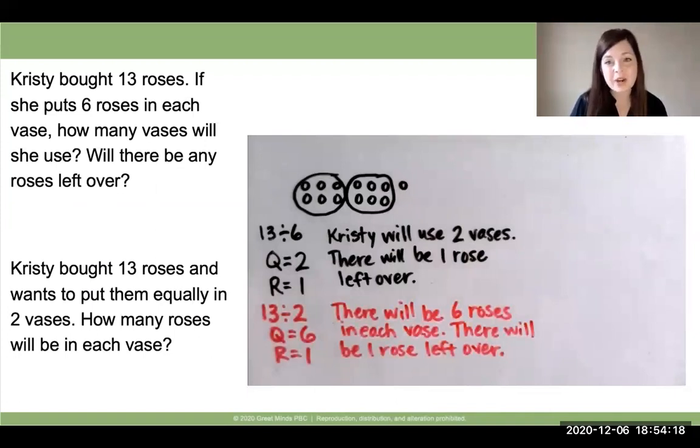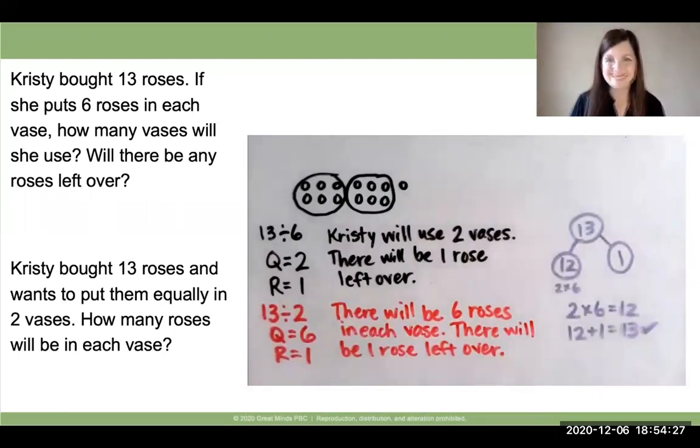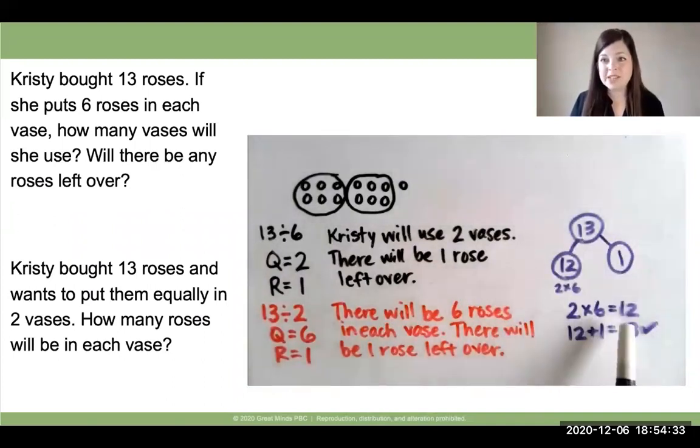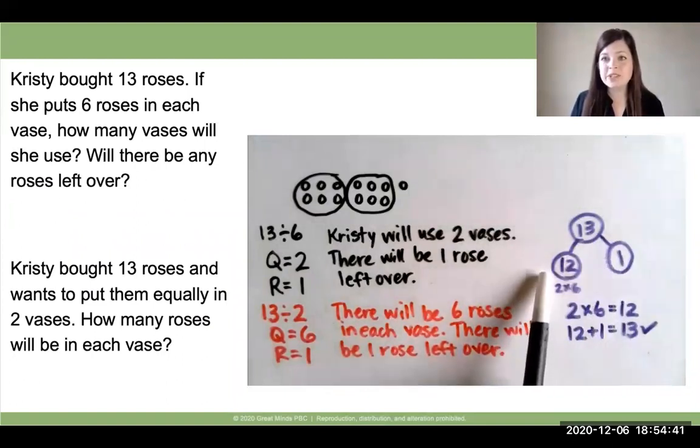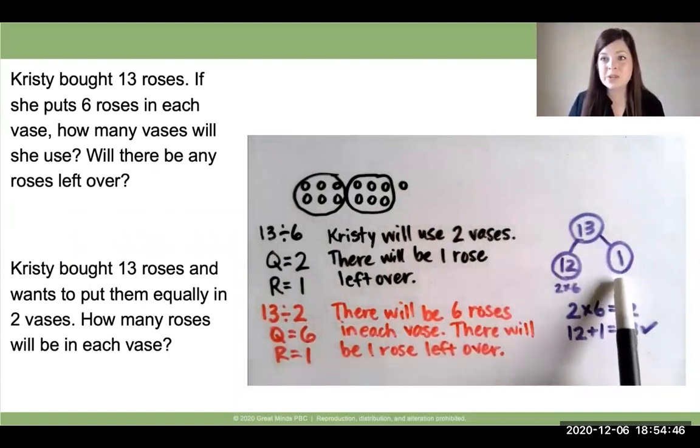Now, how could we check our work for either of these situations? Pause the video to check our work and then come back and we'll discuss. Here are two different ways that you may have checked your work. You could have multiplied 2 times 6 to get 12 and then added on that remainder of 1 to get 13. Or you could have shown your thinking in a number bond. This 12 represents the 2 groups of 6, so the roses that were in the vases, and this 1 represents the remainder of 1, or that 1 extra rose.